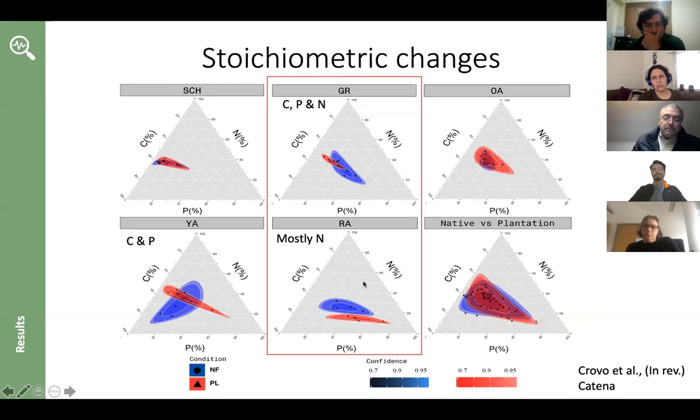And we see that the sites that show most of the difference are the granite and the recent ash, which are the same that we saw a change in carbon. This difference, in the case of granite, is driven by the three elements, while in the recent ash, the main difference is given by changes in nitrogen content, and in the young ash, there's also some difference, but not as important, in carbon and phosphorus. In the other sites and throughout the sites, it is not possible to discriminate.